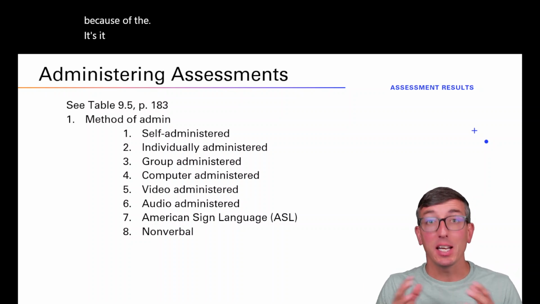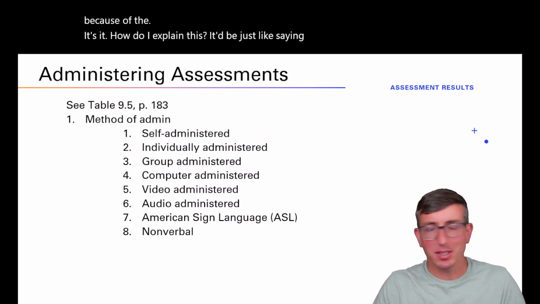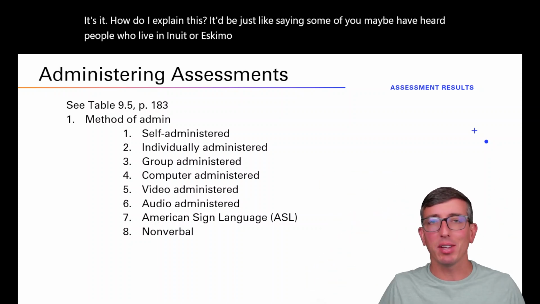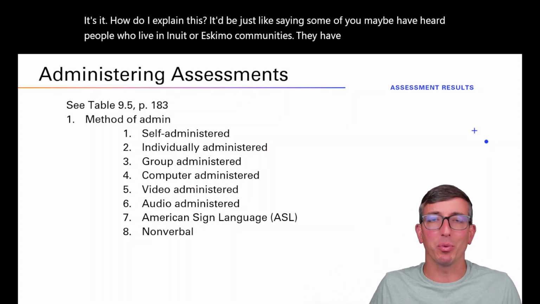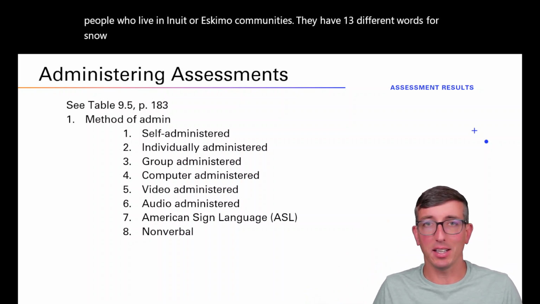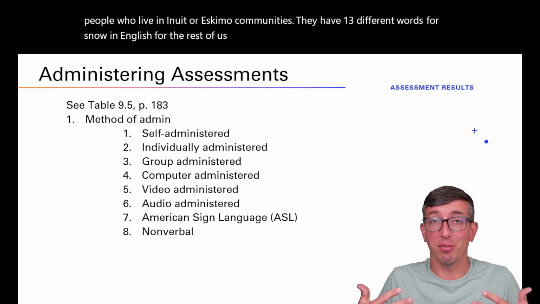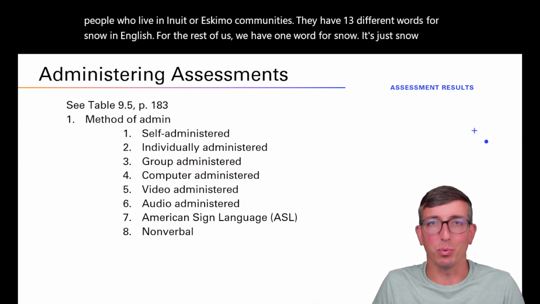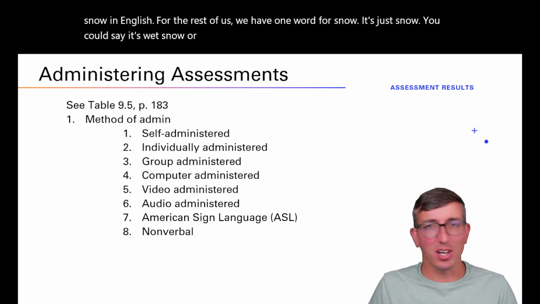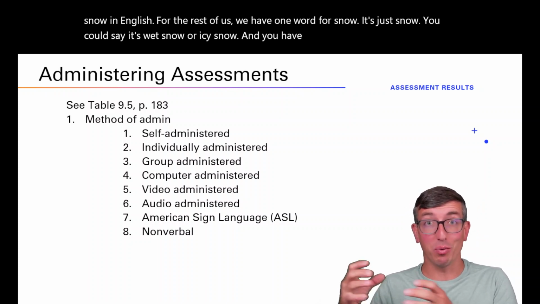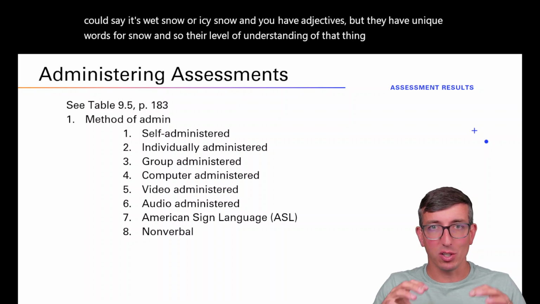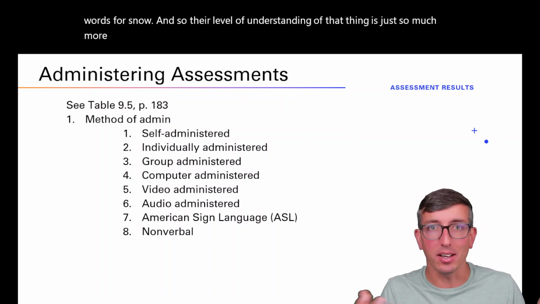how do I explain this? It'd be just like saying, some of you maybe have heard like people who live in Inuit or Eskimo communities, they have like 13 different words for snow. In English, for the rest of us, we have one word for snow. It's just snow. You could say it's wet snow or icy snow, and you have adjectives, but they have unique words for snow. And so their level of understanding of that thing is just so much more detailed, I guess.